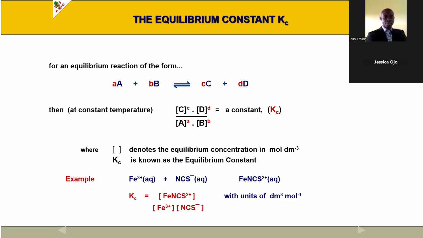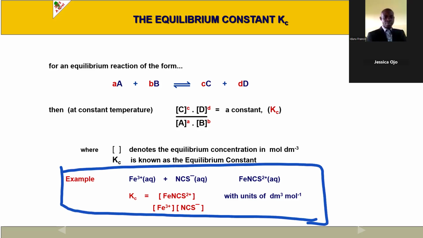So let's look at this example here. Iron 3: what is the color of iron 3? Rusty brown, the color of rust. So the iron 3 ion is reacting with NCS minus to form this product, FeNCS2+ aqueous.